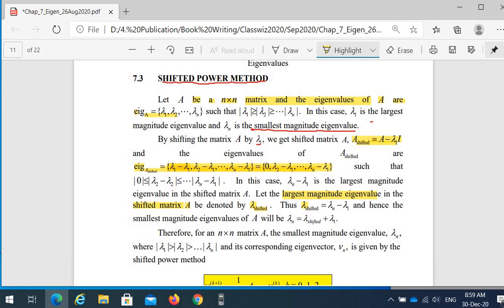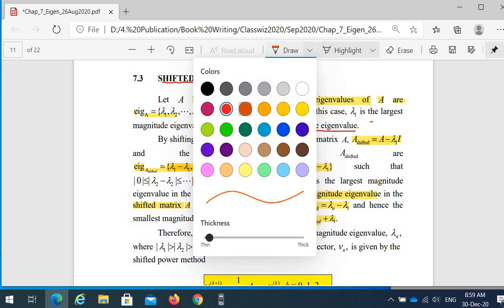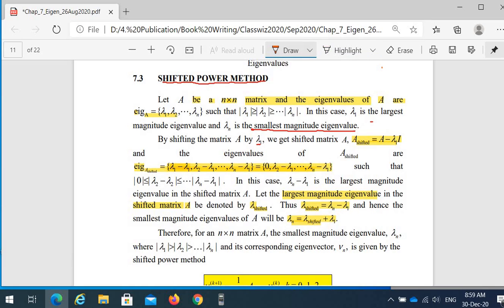That's why lambda shifted is the dominant eigenvalue, or the maximum magnitude eigenvalue, in A shifted. So lambda shifted is equal to lambda n minus lambda 1. Hence, the smallest eigenvalue, which is lambda n, will be lambda shifted plus lambda 1. Because when you use the power method on matrix A, you actually get the dominant eigenvalue.